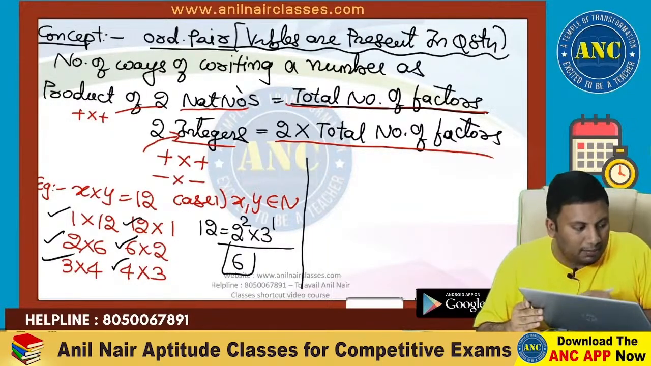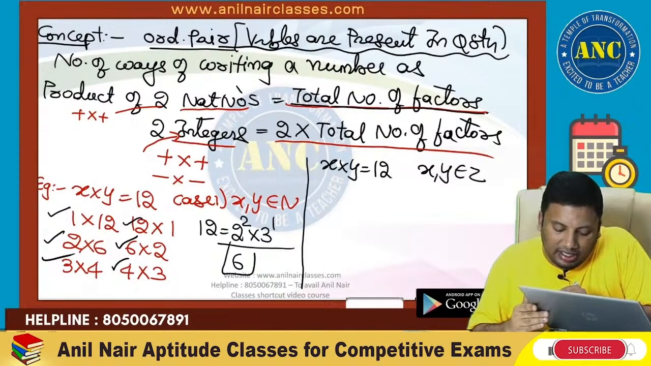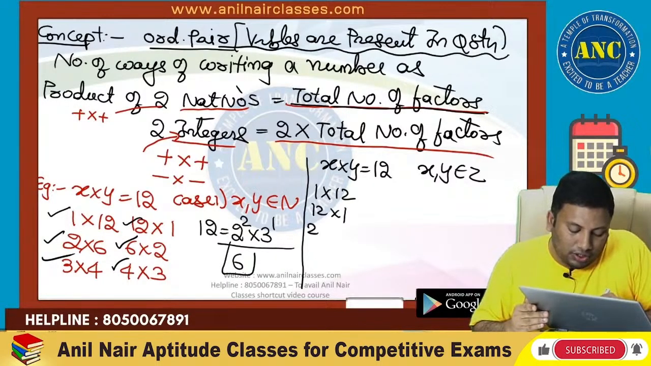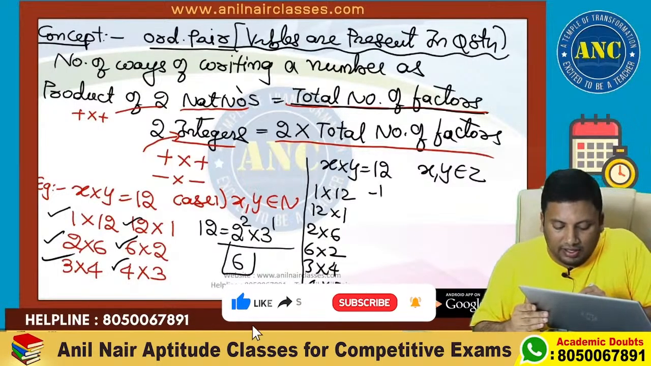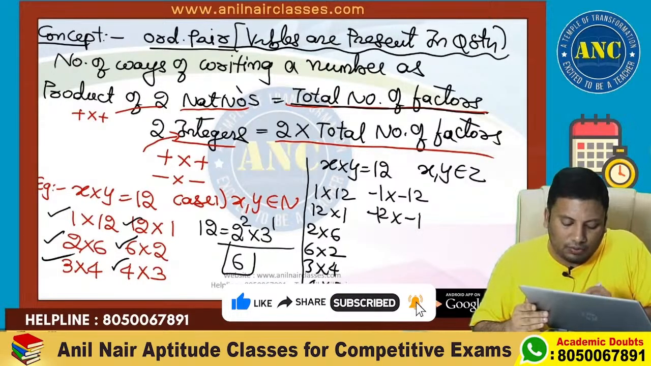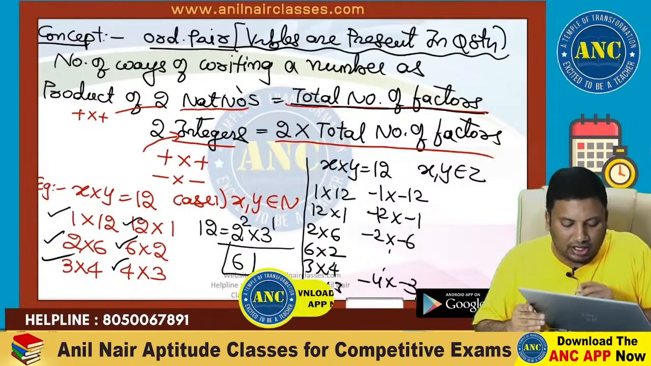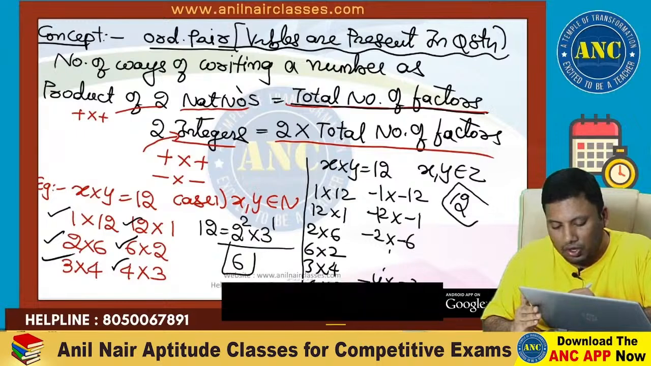Case 2: if x and y are integers, 1 into 12, 12 into 1, 2 into 6, 6 into 2, 3 into 4, 4 into 3. Negative into negative is also positive. Minus 1 into minus 12, minus 12 into minus 1, minus 2 into minus 6, minus 4 into minus 3. 6 positive, 6 negative. So in total I will get 6 into 2, which is 12.